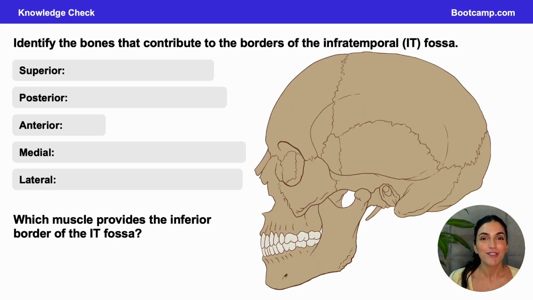All right, so let's see what you've learned today. Identify the bones that contribute to the borders of the IT fossa, and then which muscle provides the inferior border of the IT fossa. So pause the video and then come on back when you're ready.